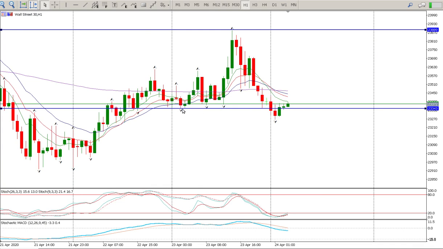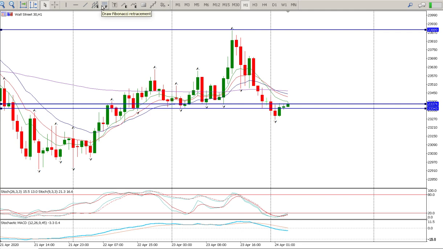Okay, so you can see we have a couple of fractals here. I'm just going to use 2. So that's the zone that we need to get below. Well, basically what we're looking for is a break below that. So looking at the oscillators on the hour, doesn't look too rosy. Looks like we should be expecting a bit of a move up.